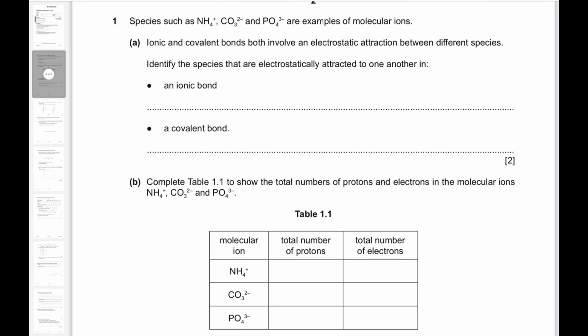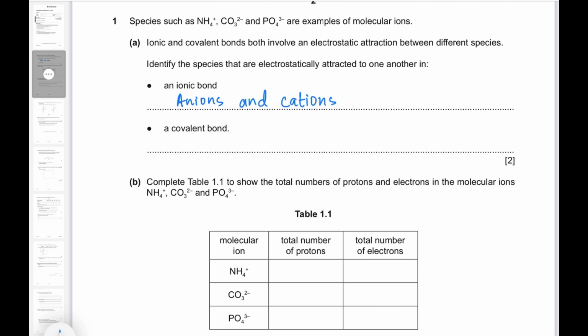A. Ionic and covalent bonds both involve an electrostatic attraction between different species. Identify the species that are electrostatically attracted to one another in an ionic bond. So in an ionic bond, you've got ions that are involved in the bond, anions and cations of the opposite charges. So those are the species involved in this bond.